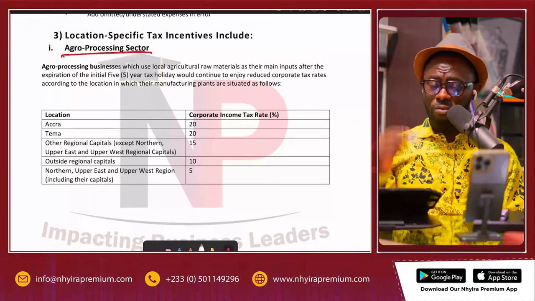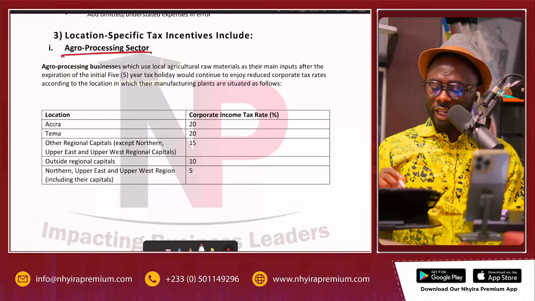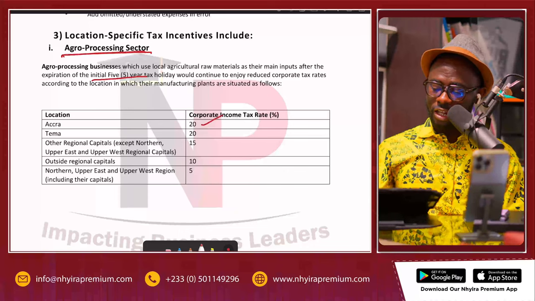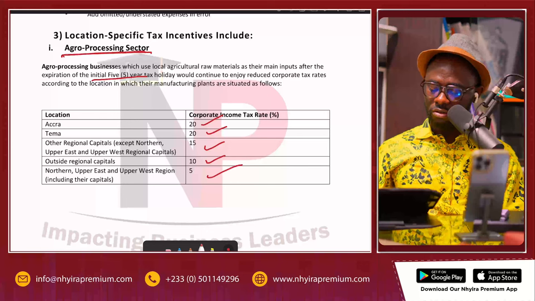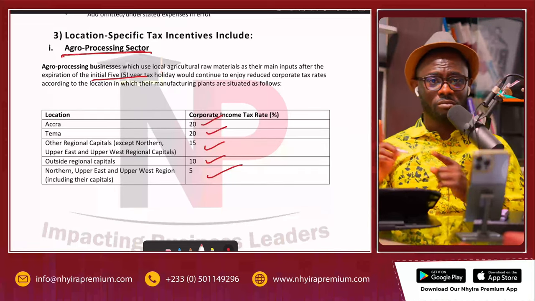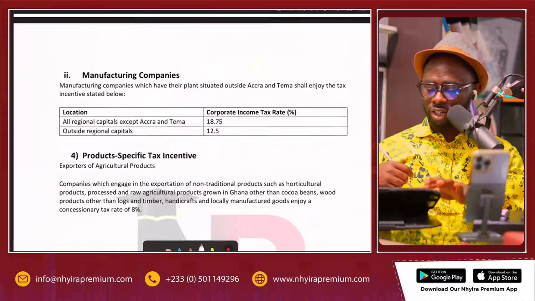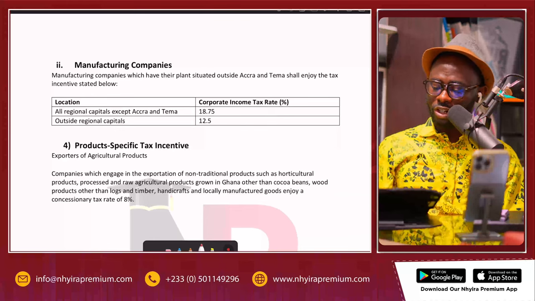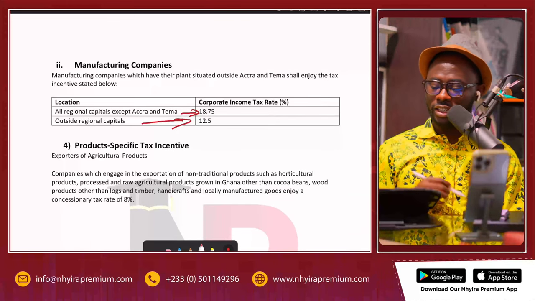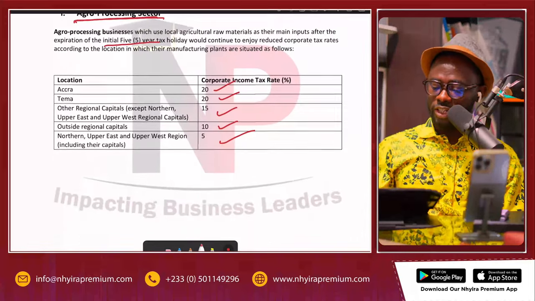So for agro-processing, a company operating in the agro-processing sector will enjoy a five-year tax holiday. After that, these are the rates applicable to them. And agro-processing is different from manufacturing, so be mindful of that based on the context of the question. Manufacturing, we've said that already, 18.75, 12.5% in that regard. So that's the idea about those location incentives.